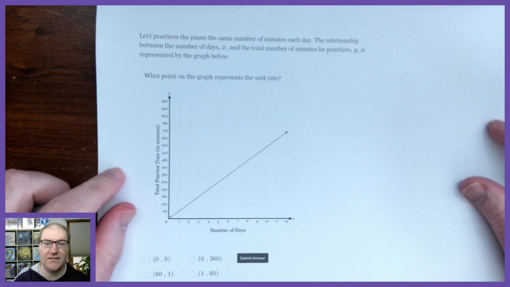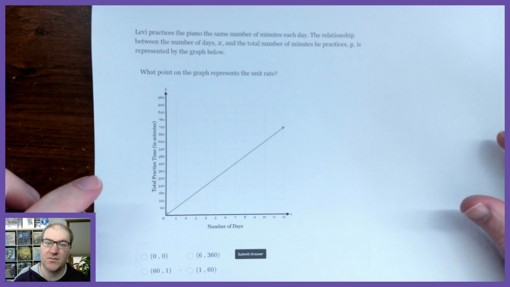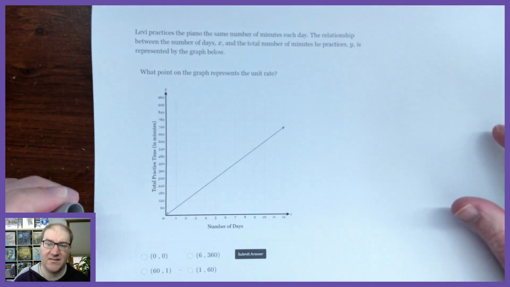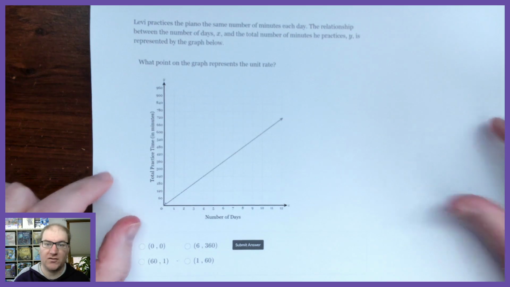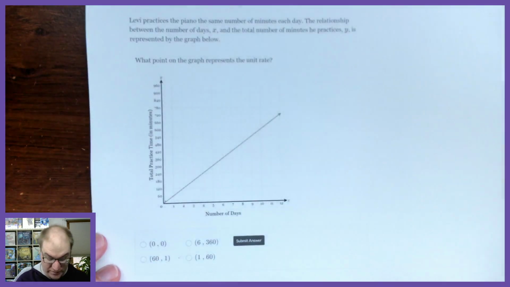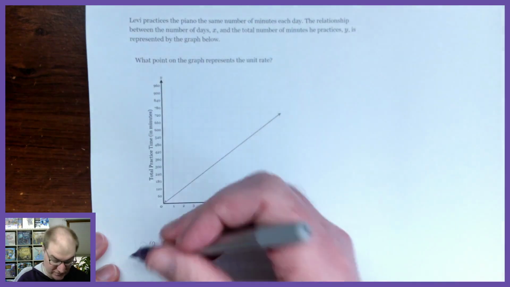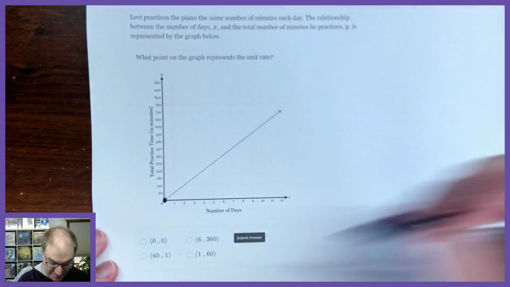Next example, Levi practices the piano the same number of minutes each day. The relationship between the number of days X and the total number of minutes he practices Y is represented by the graph below. Which point on the graph represents the unit rate? Well, let's see if all these points are on the graph. First of all, (0, 0) is right there. That one's on the graph. That could be the answer.